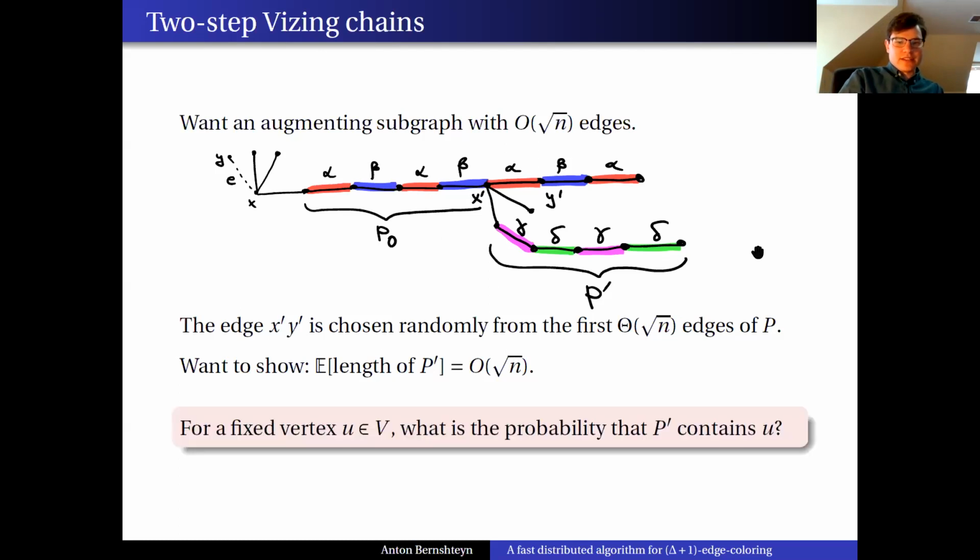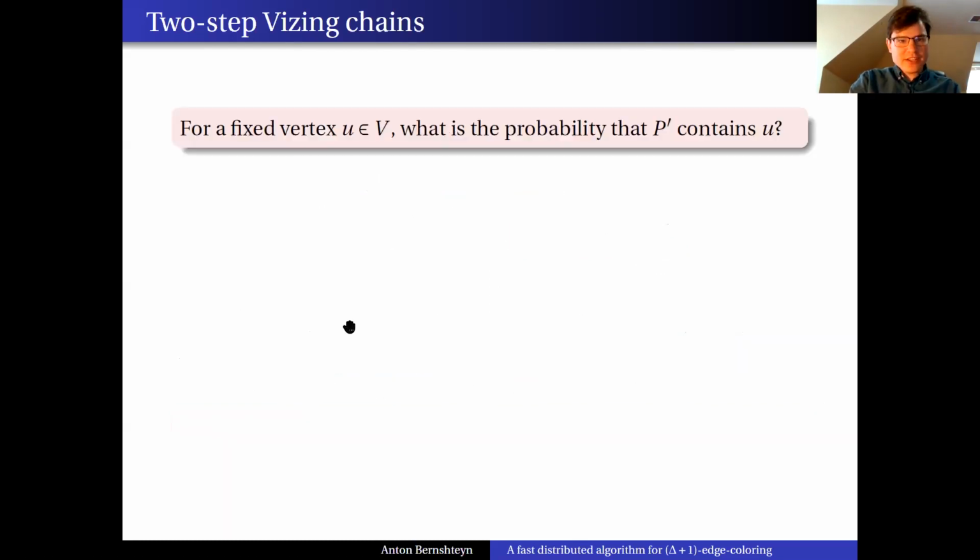All right. So how do we bound this expected length? Well, fix an arbitrary vertex in the graph. Let's bound the probability that this path p prime contains the vertex u. If we can get a good upper bound on that, we'll get the upper bound on the expected length. Okay, so this is our question. For a fixed vertex u, what's the probability that p prime contains it?